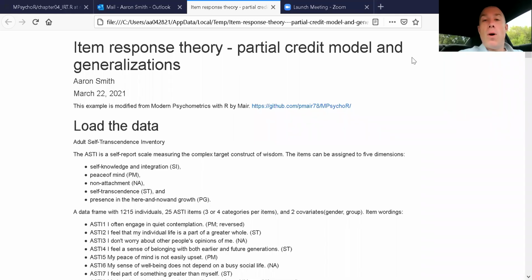Hi, in this video, we want to take a look at partial credit models and their generalizations. The situation is that we have some questions that have integer values, or could be proportional to integer values. Let's say we could have 0 to 5, 0 to 10, 0 to 7.